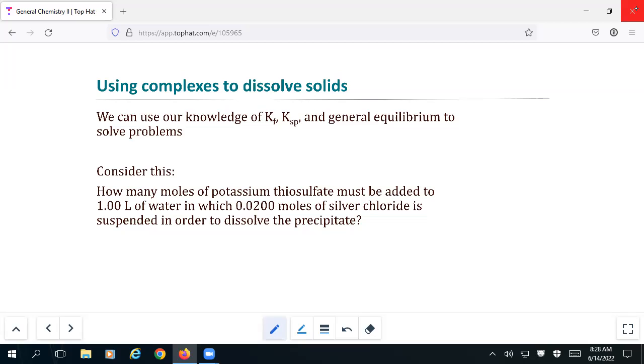KSP. So the question I want us to consider is this: how many moles of potassium thiosulfate do we need to add to a liter of water in which 0.02 moles of silver chloride is suspended, that is undissolved, in order to dissolve the precipitate? Now, the complex in question here is the silver thiosulfate complex.